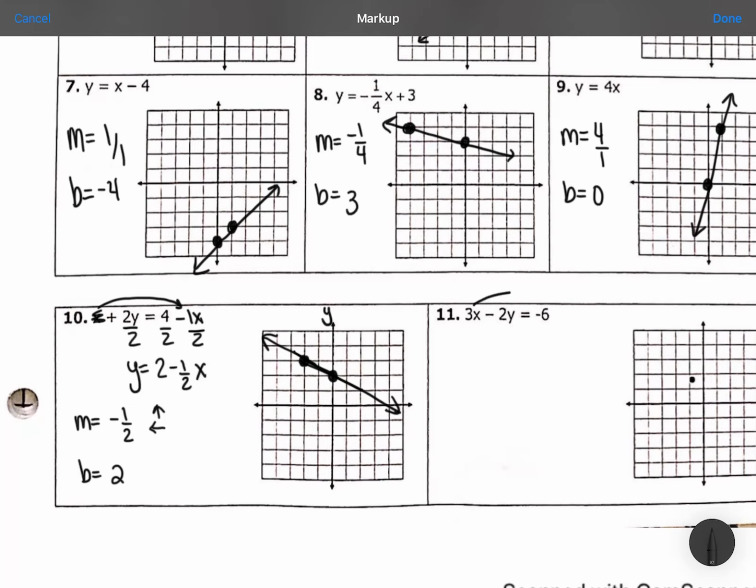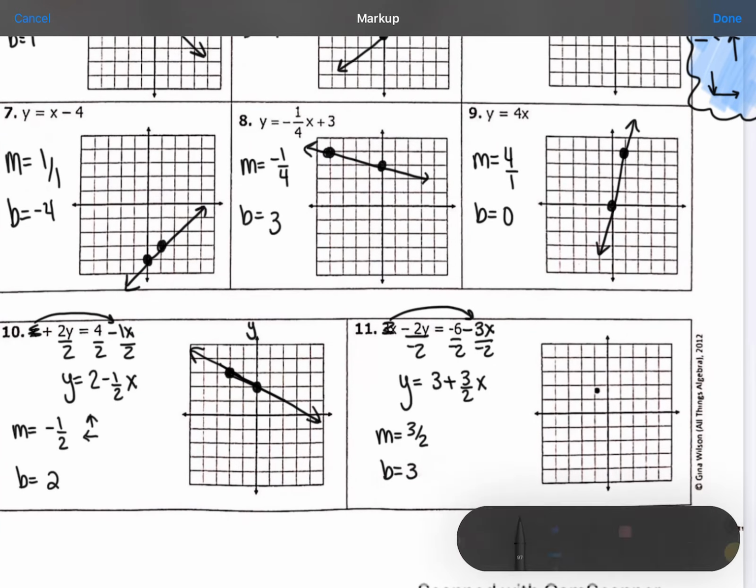Number 11, move that x term and then divide by negative 2. So this would give me my y. Negative 6 divided by negative 2 is positive 3. A negative 3x divided by negative 2 is a positive 3/2 x. My slope is 3 over 2, and my intercept is 3.